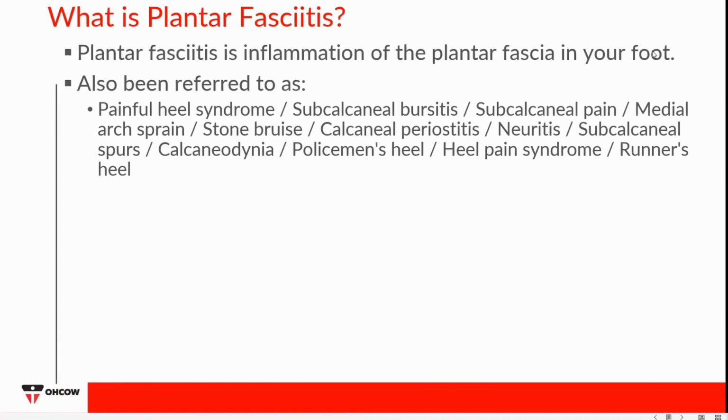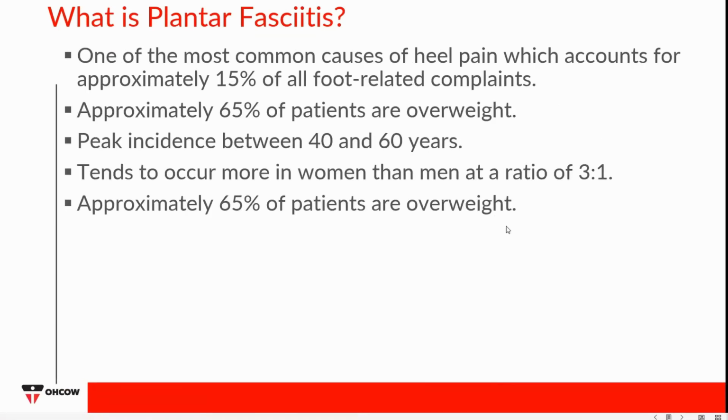So what is this? This is an inflammation of the plantar fascia of the foot. And over the years, it's been known as various different names: painful heel syndrome, police heel pain syndrome, subcalcaneal pain, runner's heel, and a whole lot of other things. This is one of the most common causes of heel pain, approximately 15%. We know that a significant amount of these patients are overweight, up to about 65%. The peak age group is between the ages of 40 to 60, and it tends to occur more in females than men, depending on the literature, 2 to 1 or 3 to 1.